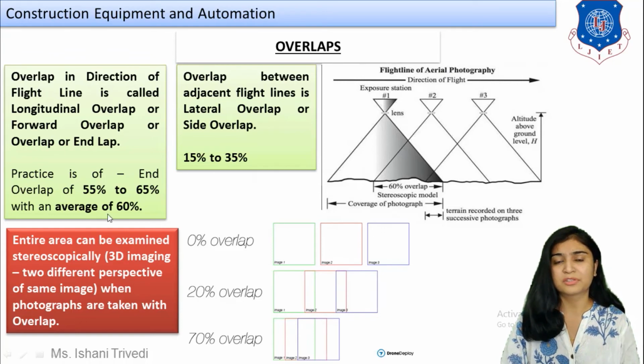Ideally, it should be up to 65% in case of overlapping, that is regular overlap or end lap, and in case of side lap, you can go for 15 to 35%.